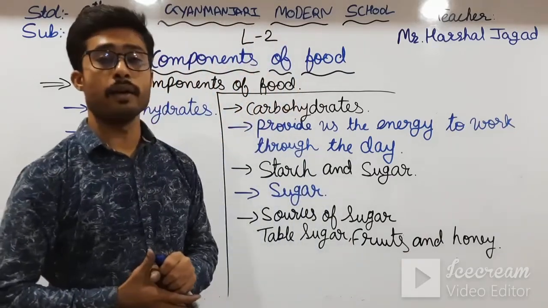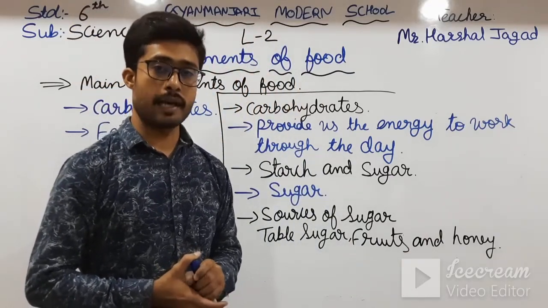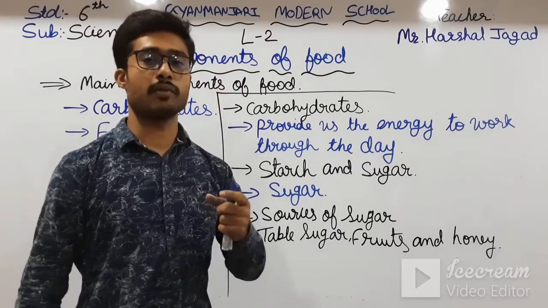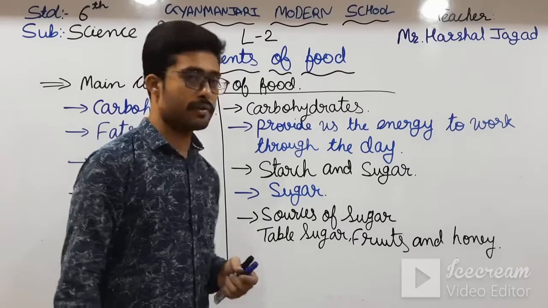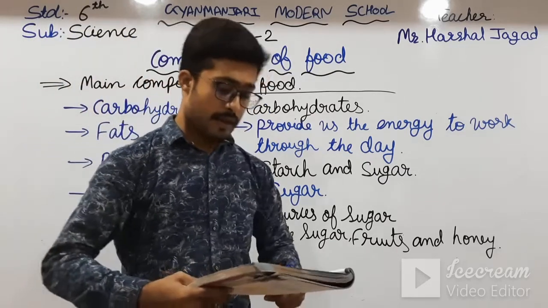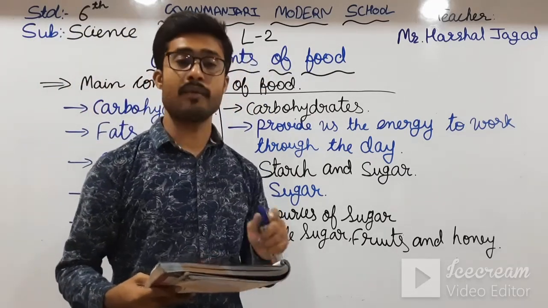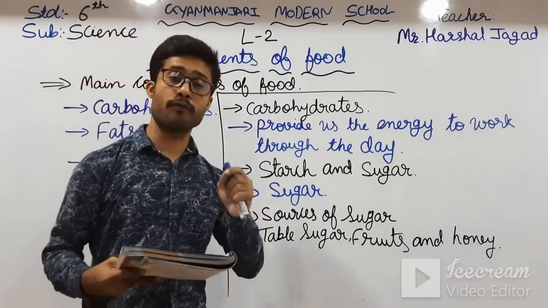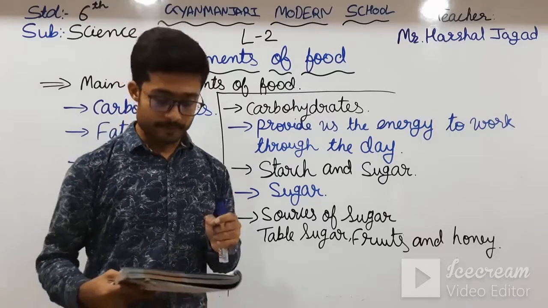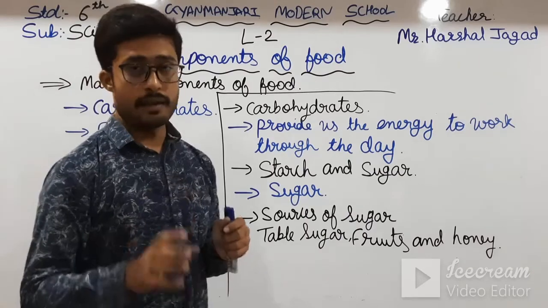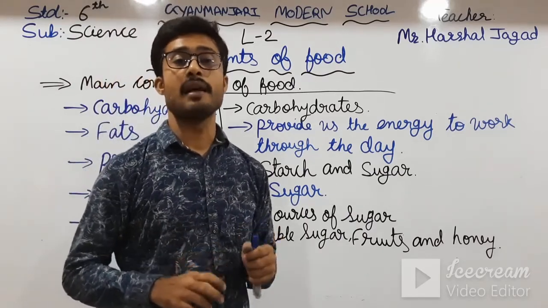We all know we also get sugar from sugar cane. By processing the sugar cane we get sugar. Now we will see the next. Here we will first read: table sugar, fruits and honey are some of the sources of sugar. Milk contains a type of sugar called lactose. Milk also contains sugar, and in milk that sugar is known as lactose.